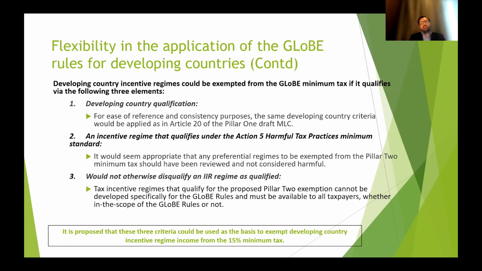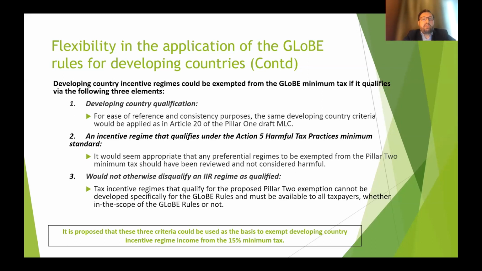The first would be the developing country qualification, and I think we already have that in the pillars. For ease of reference and consistency, the same developing country criteria could be applied for this exemption as in Article 20 of the Pillar 1 draft multilateral convention, which exempts developing countries classed by the World Bank as low income or lower middle income countries from mandatory binding tax certainty for issues related to Amount A. So that could be a criterion which is already in the pillars.